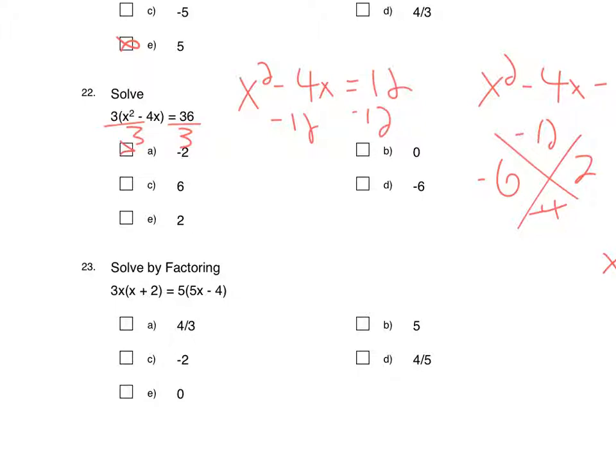Now the other way you could have done this is what we'll do on 23, is you could distribute the 3 in, so you get 3x squared minus 12x. You would subtract the 36 over, and then you'd factor out a GCF of 3.